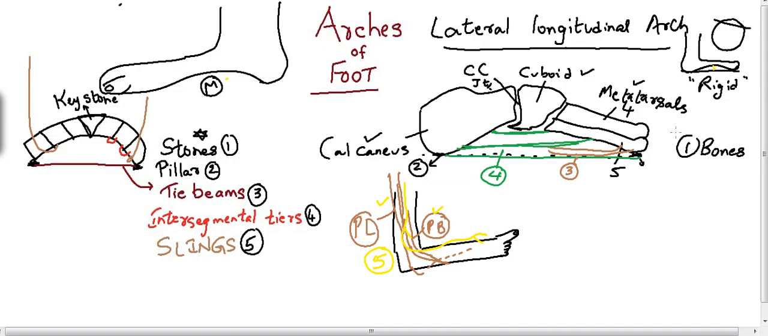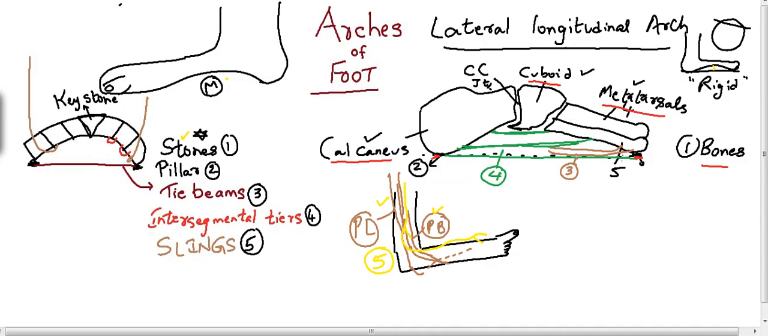To summarize, the lateral longitudinal arch, the stones are comparable to the bones over here. These bones are the calcaneus, the cuboid, the fourth and fifth metatarsals. Moving on to the pillars. The posterior pillar is the lateral half of calcaneus. The anterior pillar, which is touching the ground, is the fourth and fifth metatarsals.